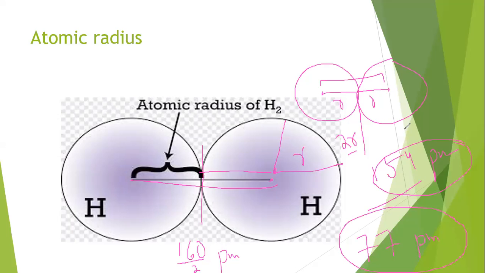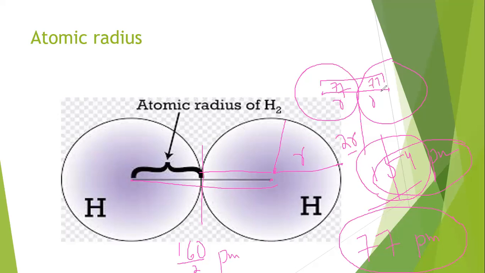We calculate the distance between their centers, that is 2r, and we want to know the radius of one atom. So the radius of one atom is half of 2r. This is the value for both atoms. If we take half of this value, we will get 77. This 77 is basically the radius of one atom.